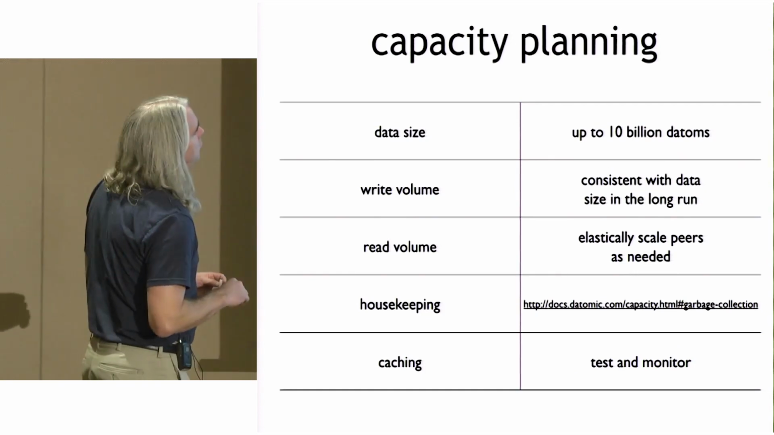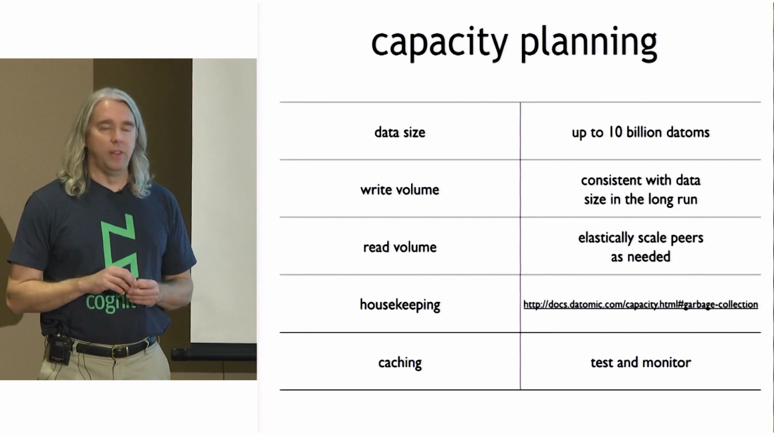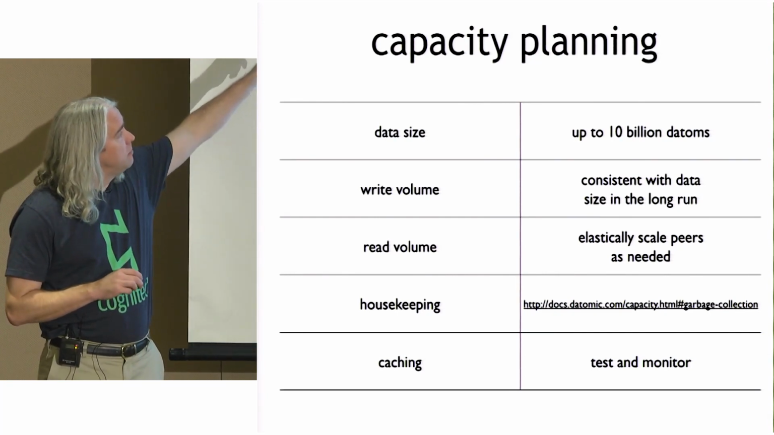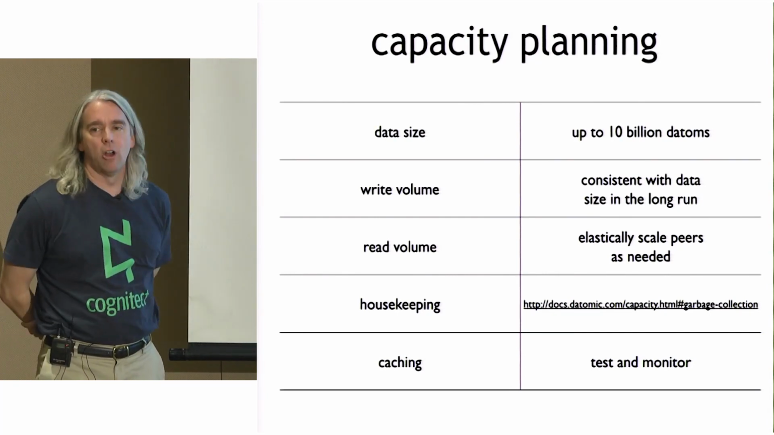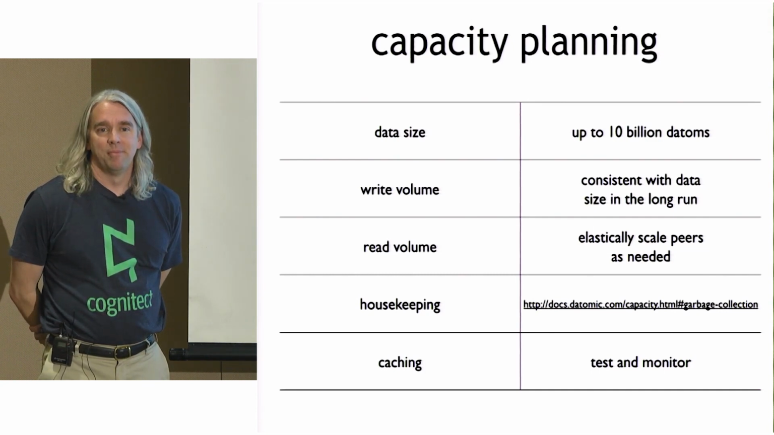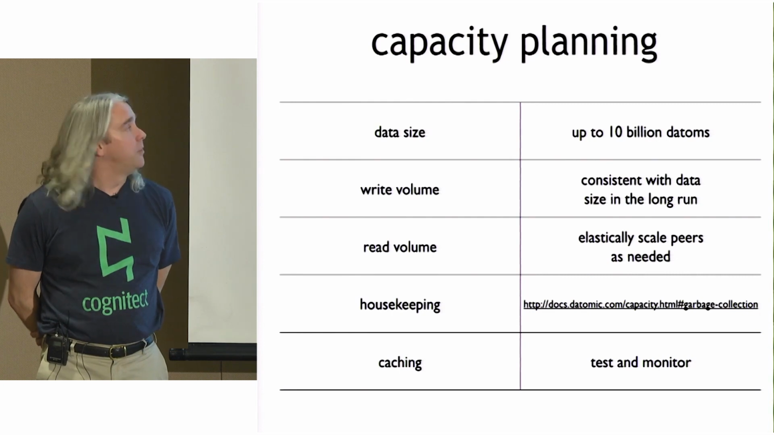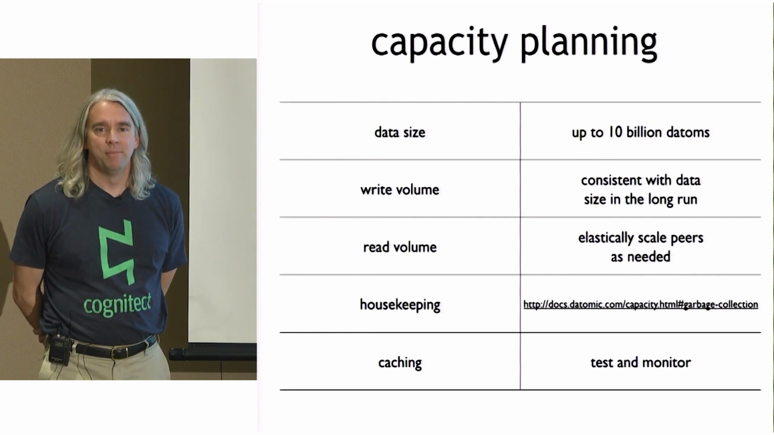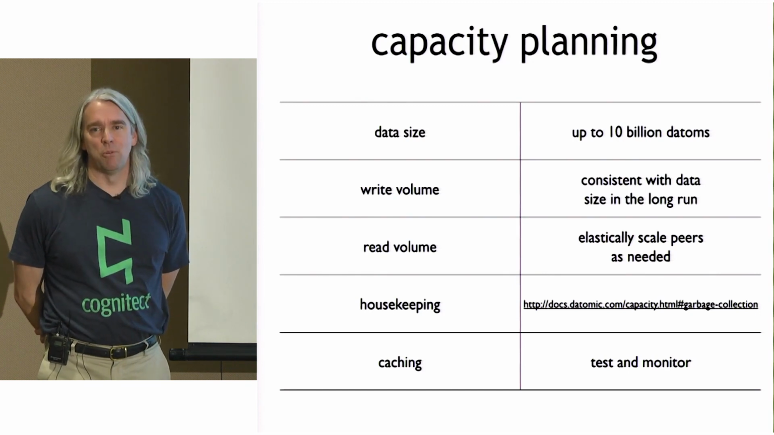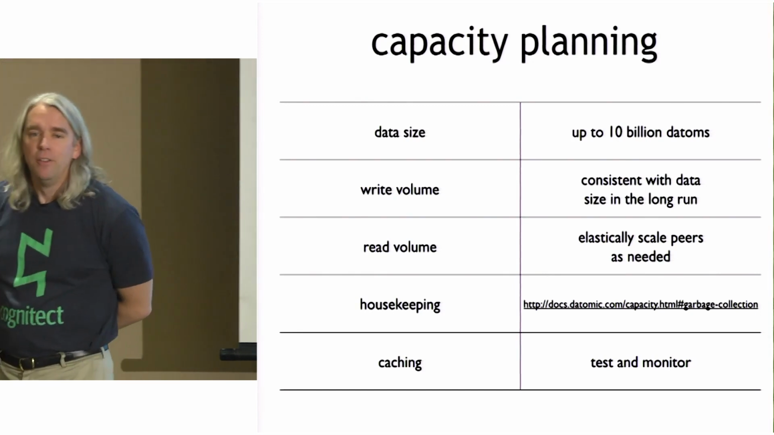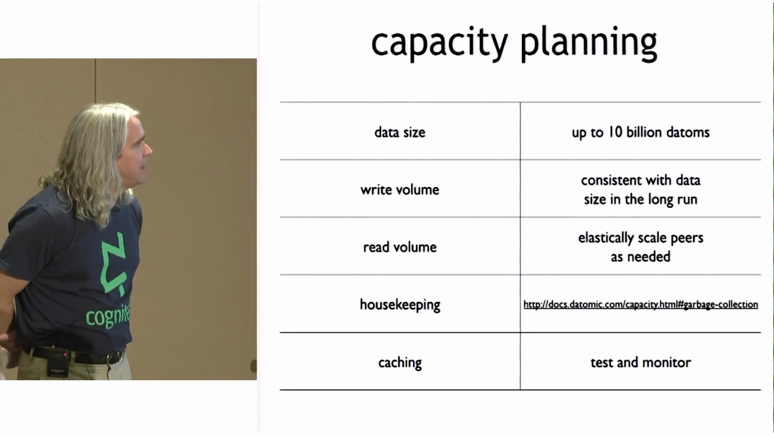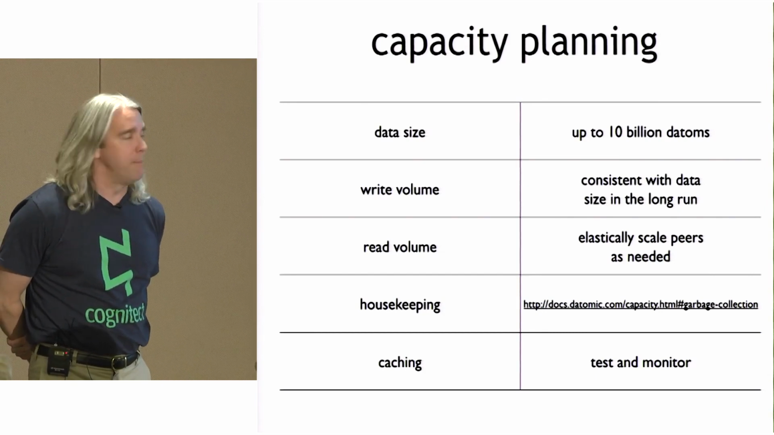How much write volume can Datomic take? Well, this is a real limit. Your write volume needs to be consistent with that data size in the long run. So if you're writing 1 billion datums per hour, are you consistent with 10 billion datums ever? No, unless your system is only going to run for 10 hours. So you need to go back and do the math and ask, what's my write volume over time?